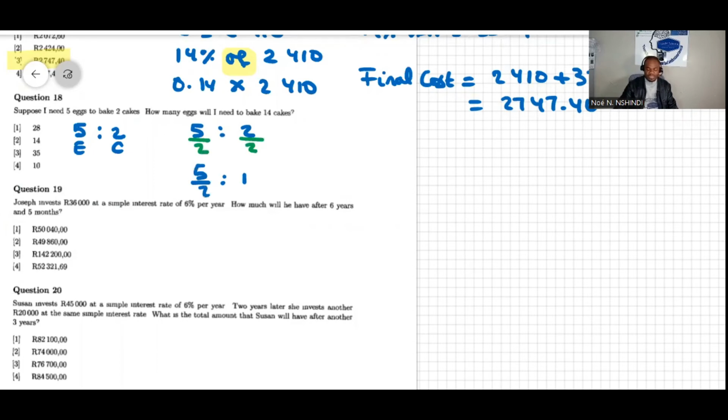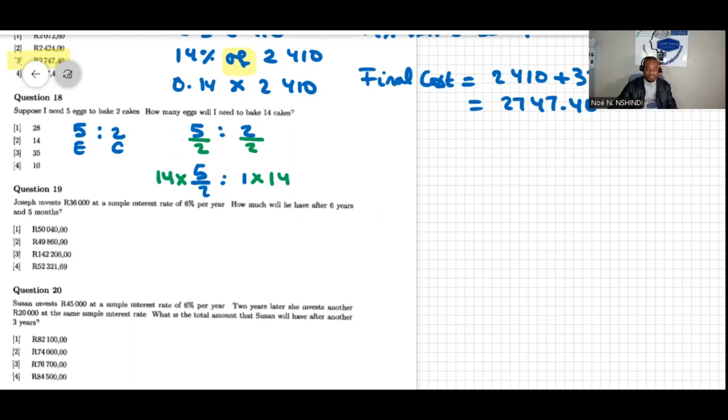So I need 5 over 2, which is 2.5 eggs to make 1 cake. Now in the case of 14 cakes, we will multiply here. If I need 14 cakes, I have 1 there. To get 14, I multiply here by 14. Then I must multiply there also by 14.